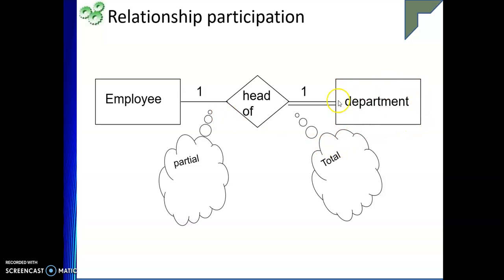But each of these departments will be having a head, and the complete department is there. So there is a full total participation from the department itself. But not every employee is a head, so that's why we put it as partial participation.